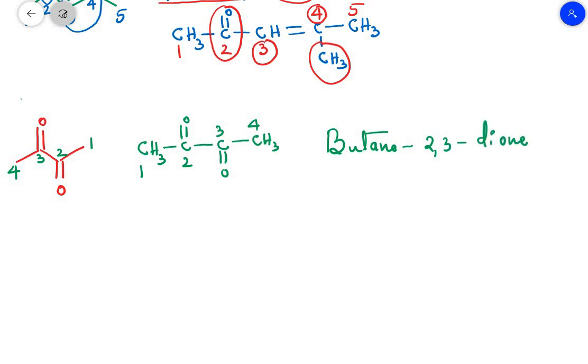See students, here I have not eliminated the ending E of alkane, just because the functional group C double bond O is repeated 2 times. When it is 2 times, we are having D, that is dione. Under such cases, we are retaining the terminal E of the alkane, and hence the name becomes butane-2,3-dione.